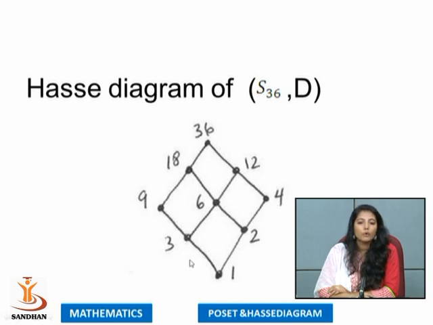Also 2 and 3 are both related to 6 because both divide 6. Now 9 and 6 are both related to 18 because 6 divides 18 and 9 divides 18. Similarly 4 and 6 both divide 12, so they are related to 12. And lastly 18 and 12 both divide 36, so they are related to 36. So this is the Hasse diagram for S36.